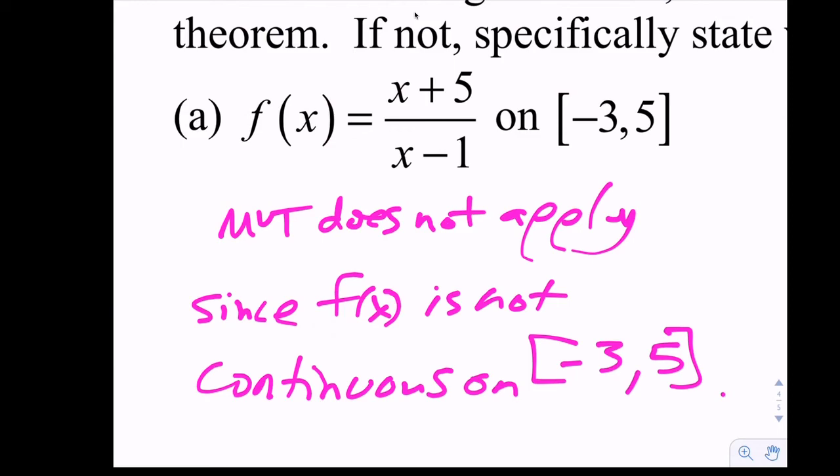Okay? You want to speak specifically to the theorem. Could you also say it's not differentiable on the open interval from -3 to 5? Would that also be a good justification? Sure, because it isn't differentiable. But if you talk about differentiability, make sure you put in the open interval. Because again, you're trying to show knowledge of the theorem itself.